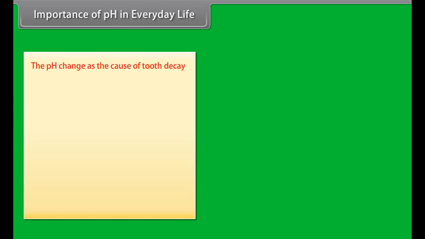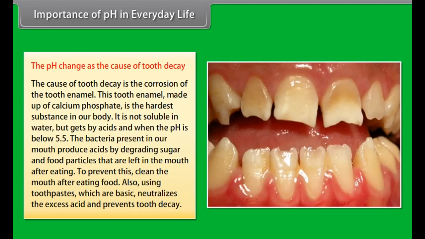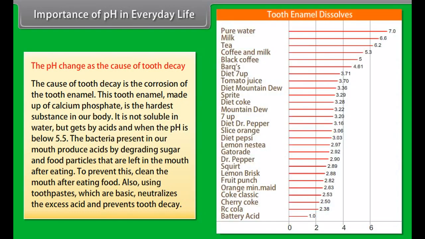The pH change as the cause of tooth decay. The cause of tooth decay is the corrosion of the tooth enamel. This tooth enamel, made up of calcium phosphate, is the hardest substance in our body. It is not soluble in water but gets corroded by acid when the pH is below 5.5.